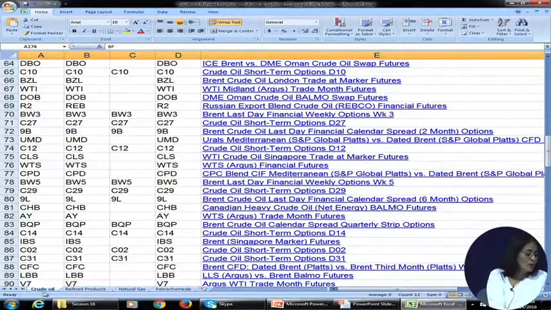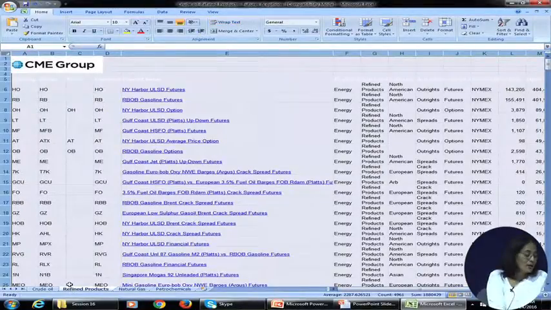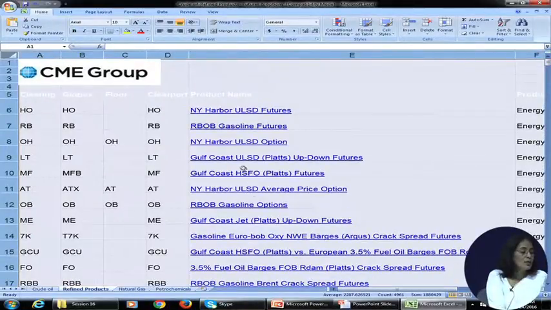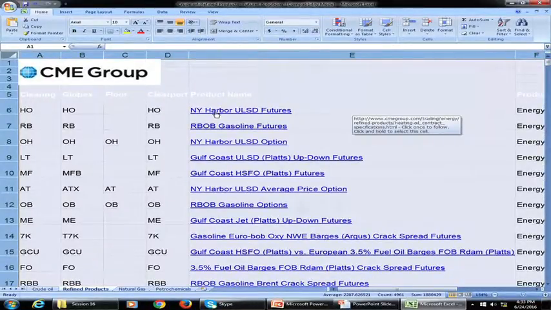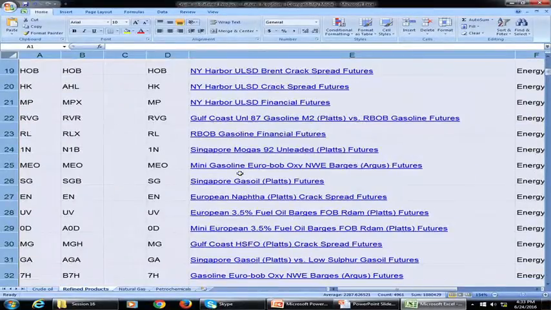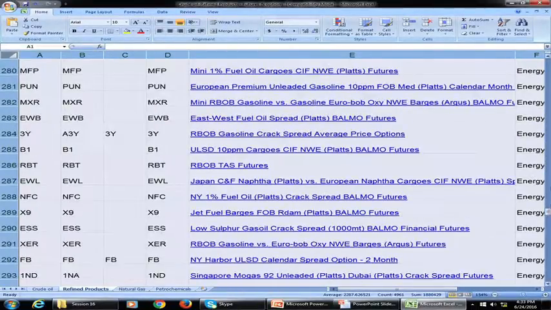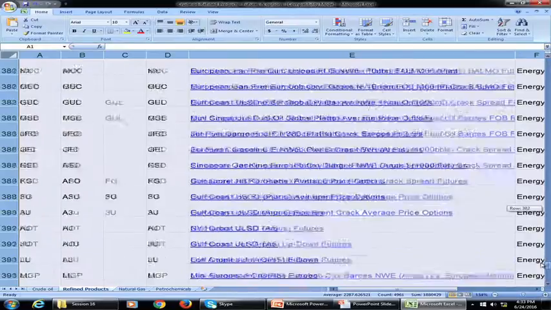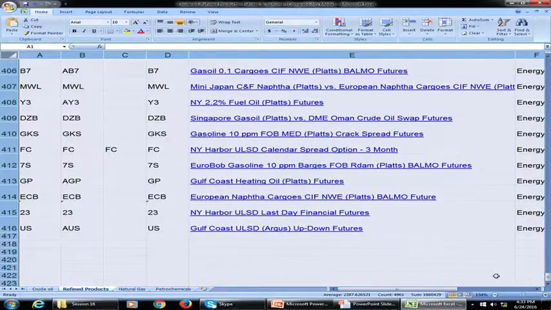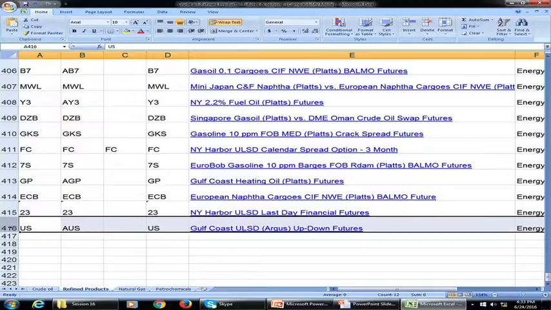So this is your crude oil contract. Now let's go to the refined product contract. If you see, these are your NY Harbor futures contracts. This is the gasoline contract. This is even more than that, coming to around 416 contracts. The last one is the Gulf Coast ULSD Argus up down futures.